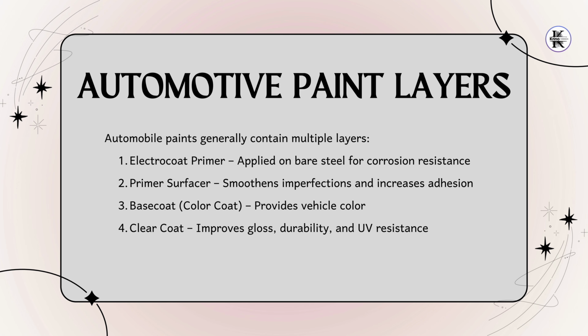Automotive paints consist of multiple layers. These include electrocoat primer, primer surfacer, base coat, and clear coat. Each layer has specific functions such as corrosion resistance, smoothness, color, and protection. This layer structure is unique and plays a major role in forensic comparison.